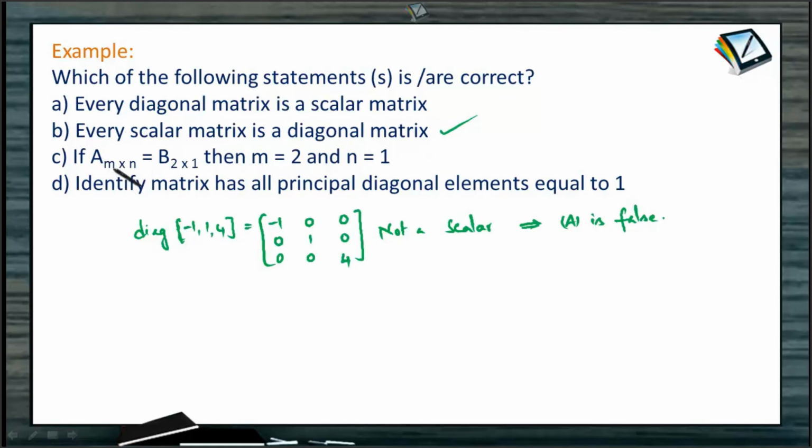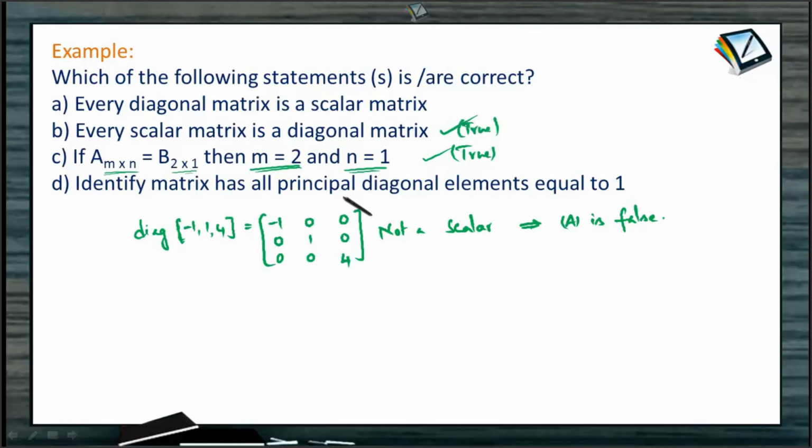Now if A is an m by n matrix and B is a 2 by 1 matrix, and both are equal. Yes, the first condition of equality of matrices says m by n must be equal to 2 by 1. That means the number of rows must be equal, m equals 2, and the number of columns must be equal, n equals 1. Therefore, the statement C is also a true statement.